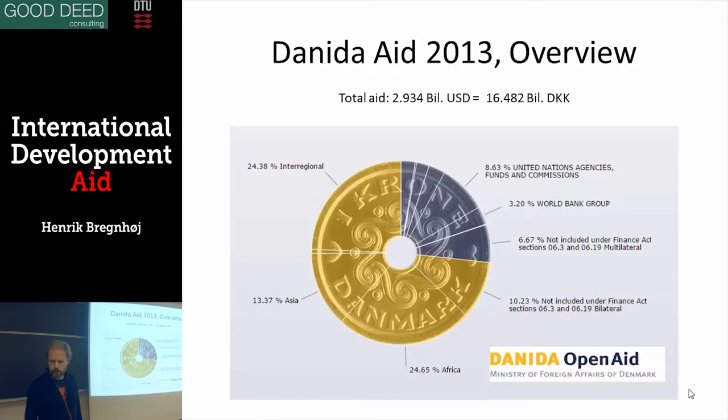I think it's a good question, how have the results developed. If we look at how the money is spent from Danida, now we move specifically to Danida here, we can see that the total aid from Danida was 2.9 billion US dollars, or 16 billion Danish kroner, and the biggest sum went directly to Africa, smaller to Asia, and also a lot of money to interregional. That is projects that are in different regions, or more broad, given to subjects, or maybe a bit unspecified here.